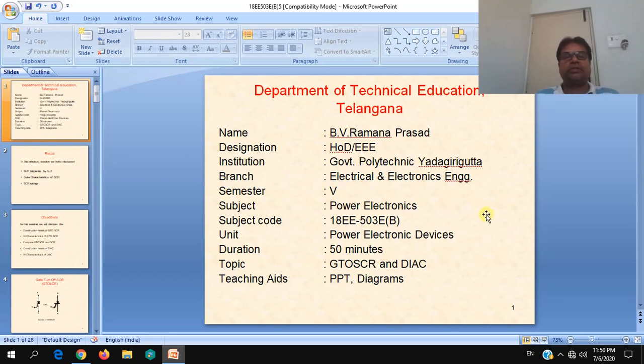So far in the previous sessions, we have mainly discussed the aspects of SCR, the silicon control rectifier, and from this session onwards, we will be focusing on the other thyristor family devices. To start with, in this fifth session on power electronic devices, we will be discussing the constructional and working details of GTO, SCR and DIAC.